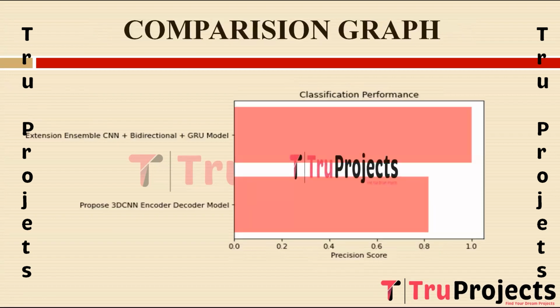This is the precision comparison graph. On the x-axis, we have the precision score, and on the y-axis, we have the algorithm name. And from this graph, we can say that CNN plus BiGRU performs well. Precision is a metric that assesses the accuracy of positive predictions made by the model. It calculates the ratio of true positives, correctly predicted positive instances, to the total number of positive predictions, true positives plus false positives.